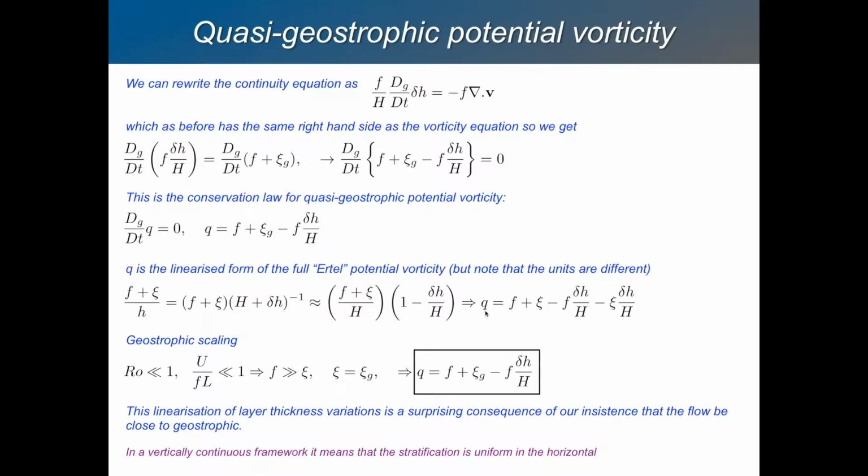quasi-geostrophic potential vorticity. Using scaling arguments, that the Rossby number is small. This means that the term involving relative vorticity is small compared to f, and so we can neglect this term, and we'll recover the thing we deduced above, that the quasi-geostrophic potential vorticity is just equal to the absolute vorticity and another term which involves the layer thickness. Okay? So this linearization of the layer thickness is a surprising consequence of our insistence that the flow be close to geostrophic. And as I said, in a vertically continuous framework, it means the stratification is uniform in the horizontal.